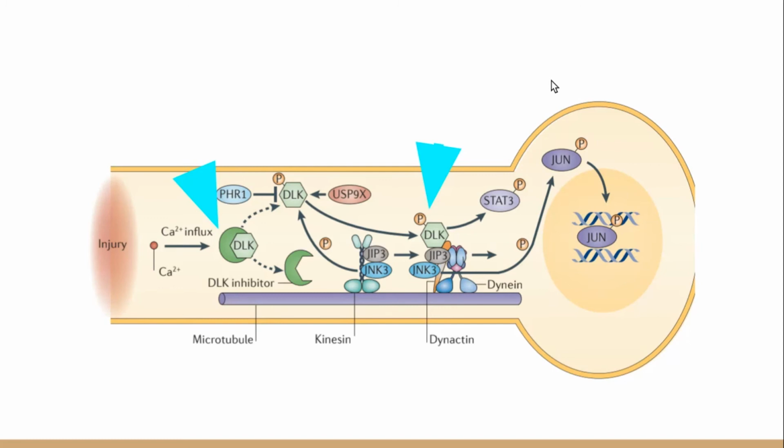It's likely that this mechanism of JNK3 signal amplification by DLK is also involved in other pathological conditions and not just axotomy. But regardless, this JNK3 JIP3 dynein complex appears to be formed following calcium-dependent DLK activation, and it's ultimately very important for axon regeneration.